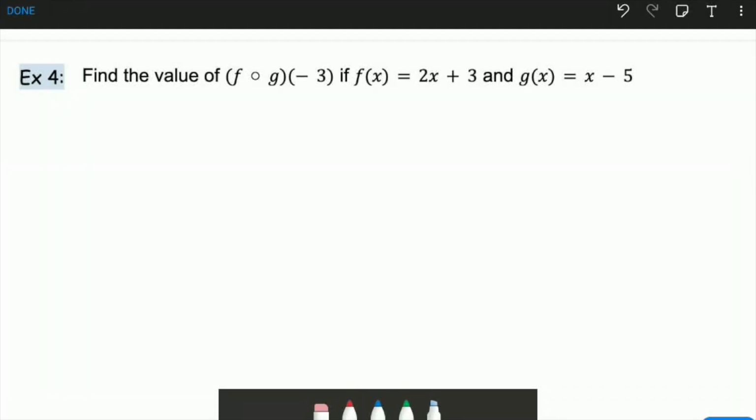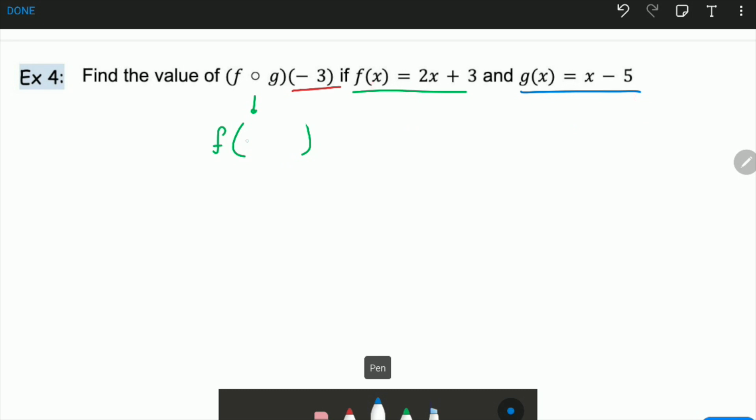Okay, in this example, we're going to be finding the value of f composed with g of negative 3 with our two functions f and g off to the side here. Now this is a composition, so we're going to use the second method for the composition, which looks a little bit differently than the basic operations with the second method. So composition is having f of g of x in normal cases.